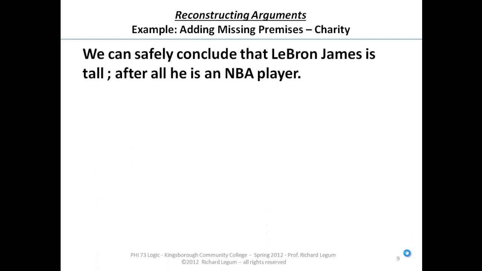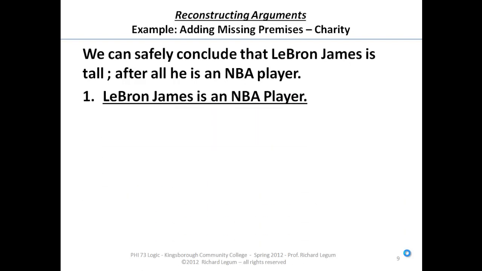Let's look at another example that adds missing premises using this principle of charity, being charitable. Imagine we're confronted with somebody, we're talking about basketball, and the guy says, look, we can safely conclude that LeBron James is tall. After all, he's an NBA player. Now let's try to figure out what argument this person has. Well, it sounds like he's saying LeBron James is an NBA player, therefore LeBron James is tall.